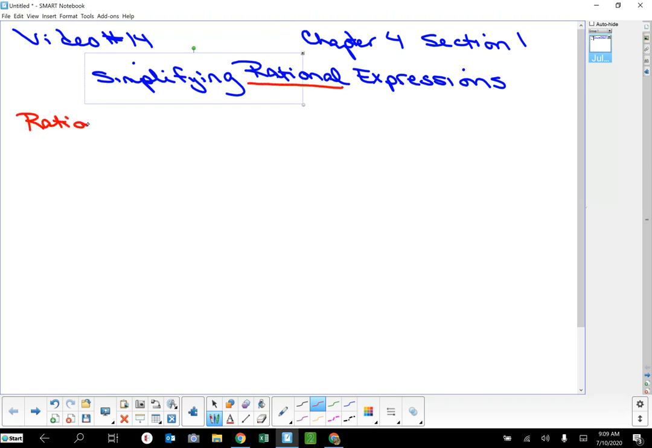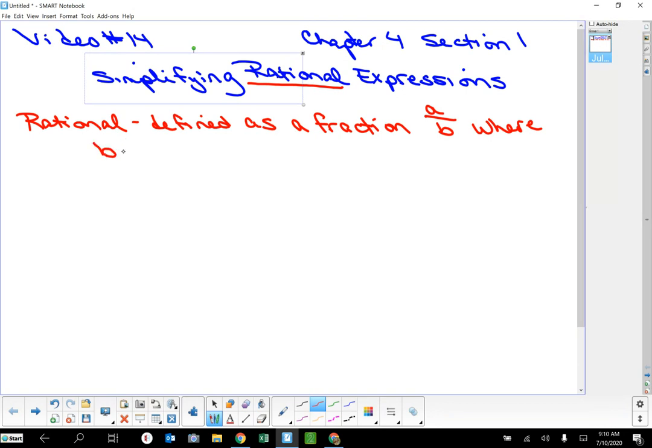And so a rational number is a number that is defined as a fraction a over b where b is not equal to 0. And if you think about that, that should make sense. That means your denominator can't be 0, which it can't be. It's undefined. If you do that, you get an error in your calculator if you try to divide by 0.